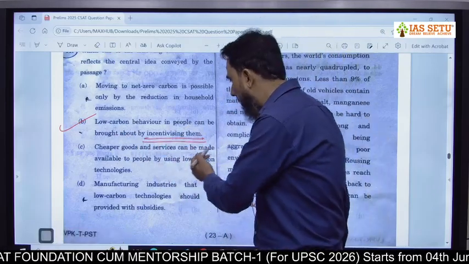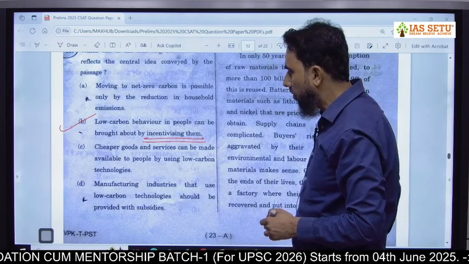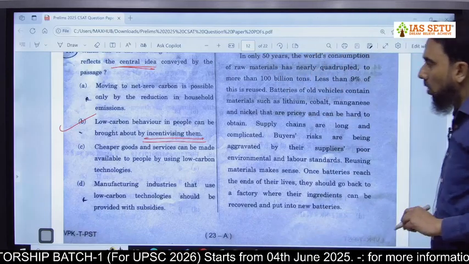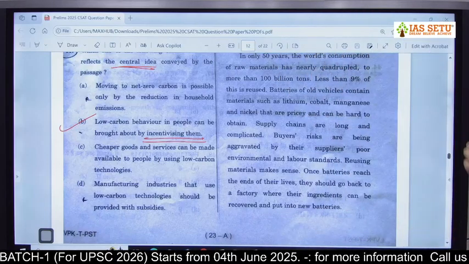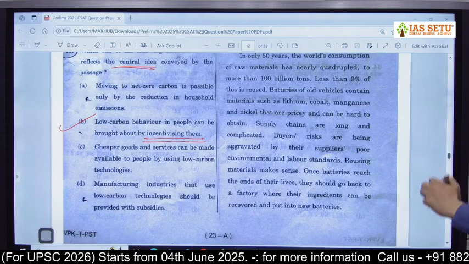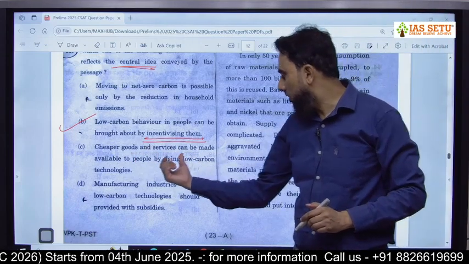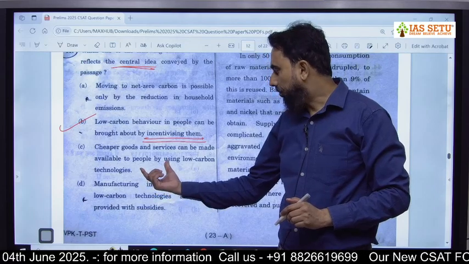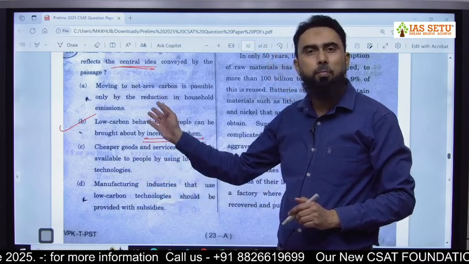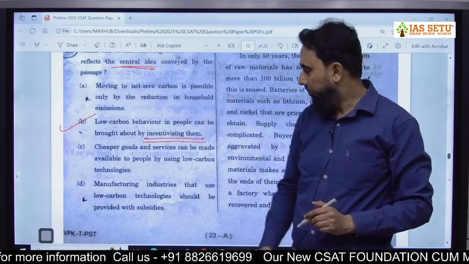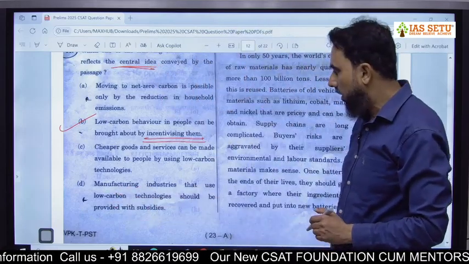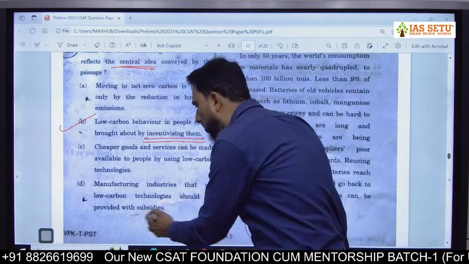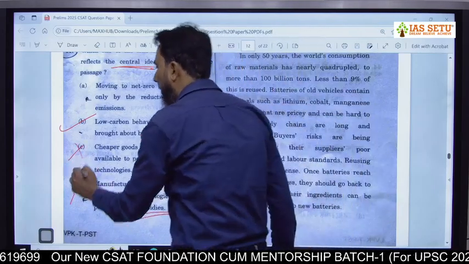Option C says cheaper goods and services can be made available to people by using low carbon technologies. You have to find out the central idea of the para. So always keep in mind that the main point of the passage must be there. This is not representing the main point, but rather talking about the end result. D says manufacturing industries that use low carbon technologies should be provided with subsidies. Again, it goes beyond the passage. So C and D were weak options.